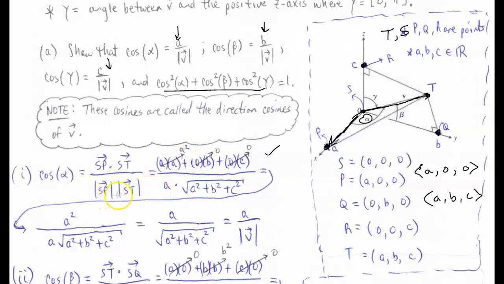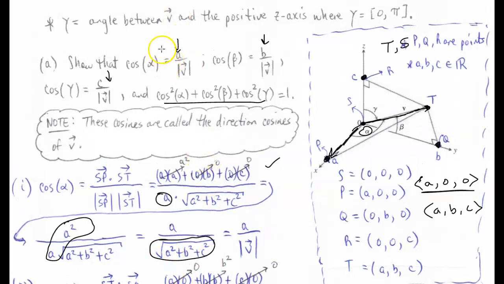In the denominator, the magnitude of SP is the square root of A squared plus 0 squared plus 0 squared, which is just A. And the magnitude of ST is the square root of A squared plus B squared plus C squared. A squared divided by A is just going to be A. And if you remember down here, the square root of A squared plus B squared plus C squared is just the magnitude of V itself. So I see all that, and I have verified this.